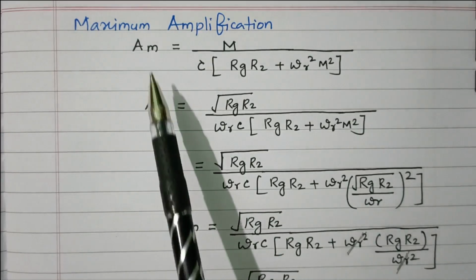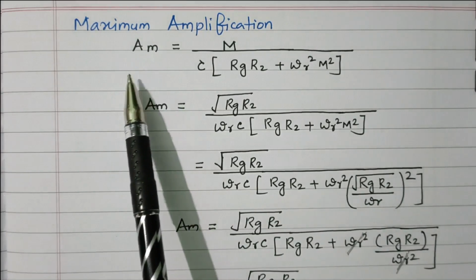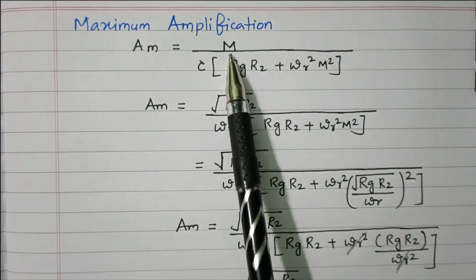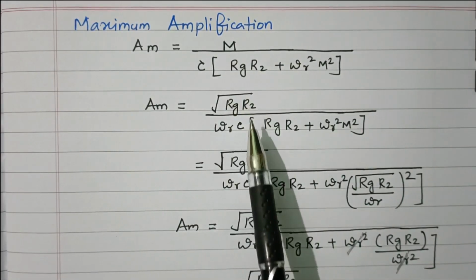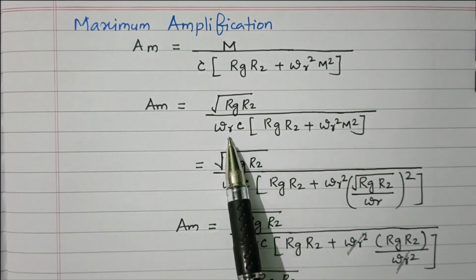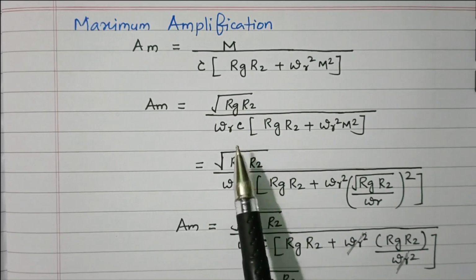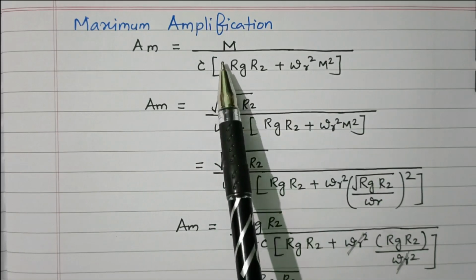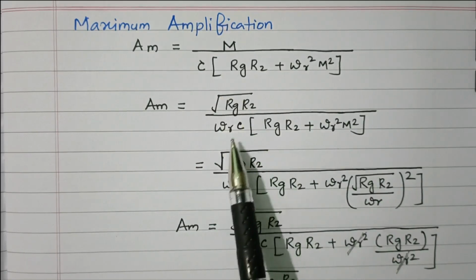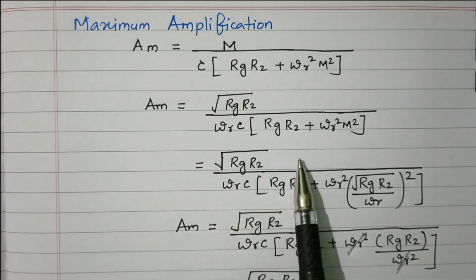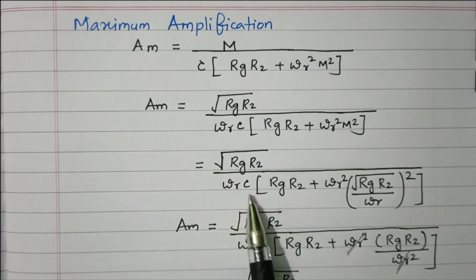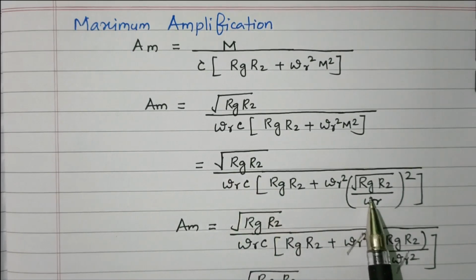Now we'll see the maximum amplification. So far we got the maximum output voltage E0. So this is the expression for amplification. In that we substitute m equal to square root of Rg R2 divided by omega r. If you substitute that value, we will get the maximum amplification, right? So this m is not replaced. Only this m is replaced by square root of Rg R2 divided by omega r, right? So we'll go for the further simplification. Square root of Rg R2 divided by omega r into C Rg R2. So here also now substituted square root of Rg R2 divided by omega r the whole square.